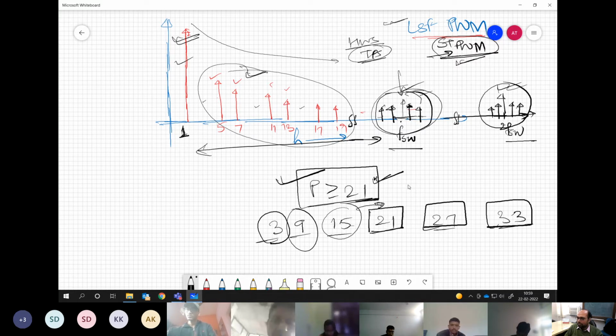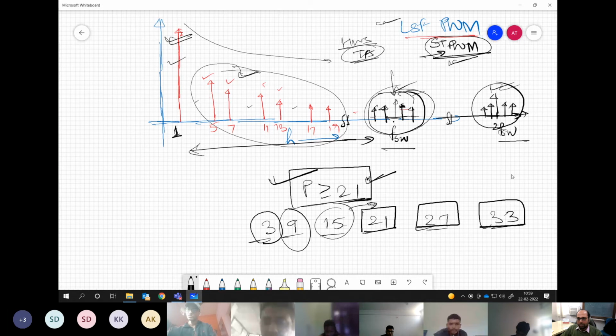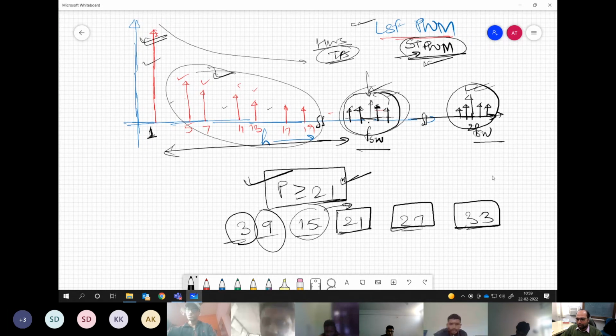Yes, sir. One part is clear, but some of those references also compare synchronous PWM and asynchronous PWM. With respect to synchronous PWM it is clear, but even for asynchronous PWM they are using the number 21.